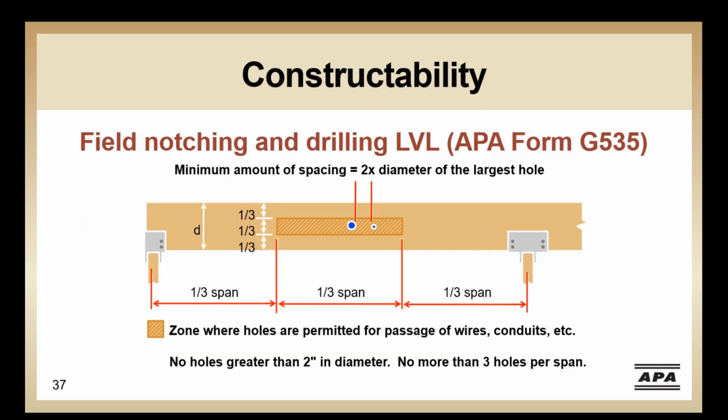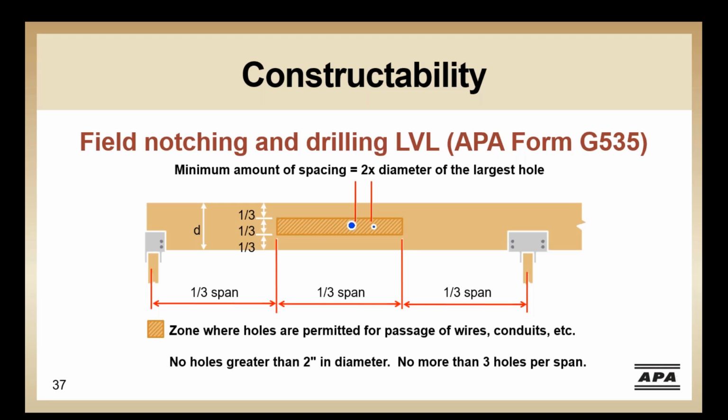Many don't realize this, but it is acceptable to cut holes in both structural composite lumber and glulam beams. Cutting holes in LVL is pretty straightforward, as shown here. For uniformly loaded beams, small holes up to 2 inches in diameter can be cut through the middle third of the height and the middle third of the length of the beam.